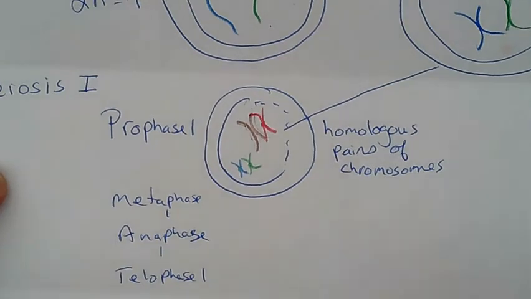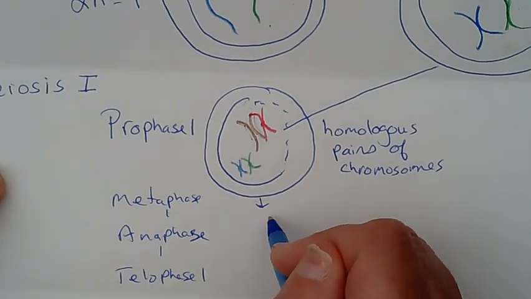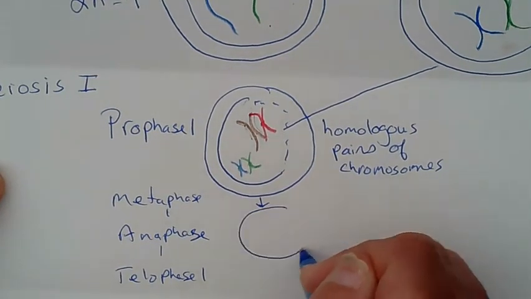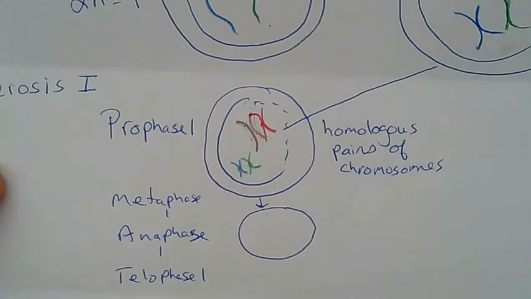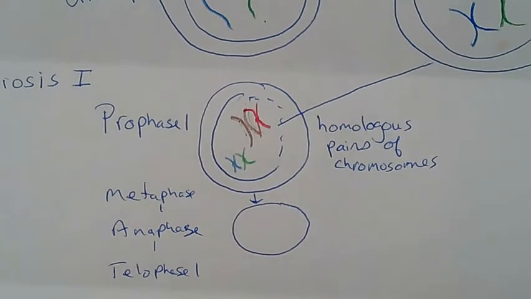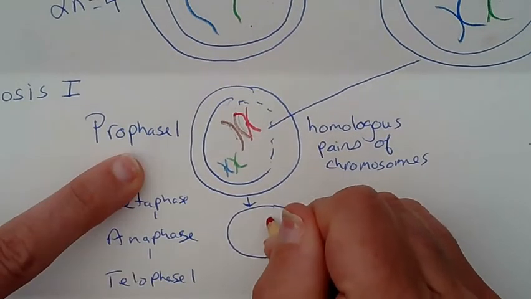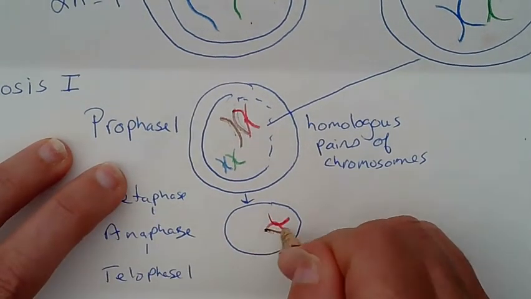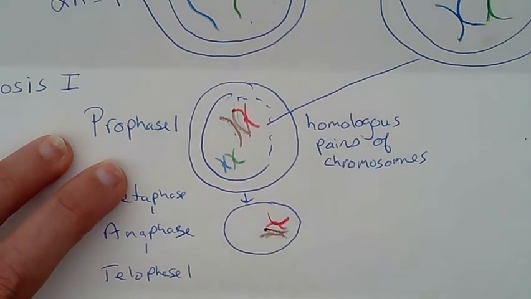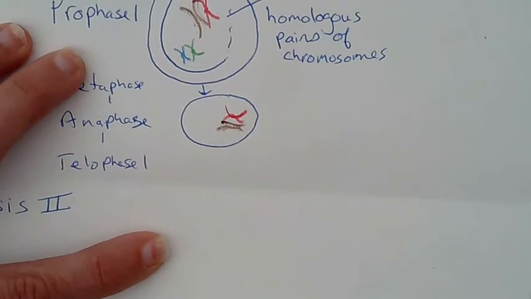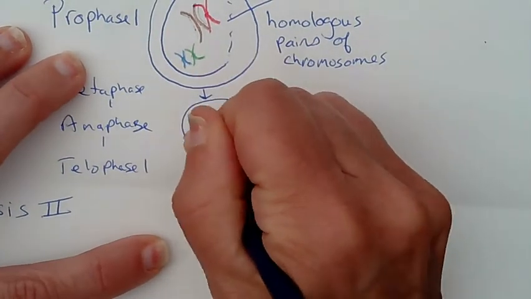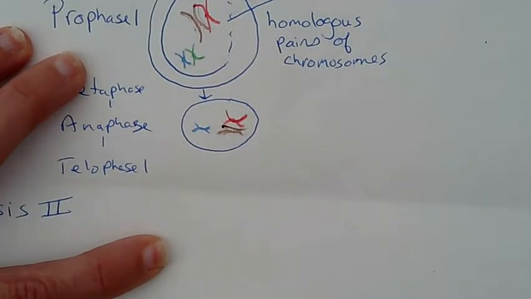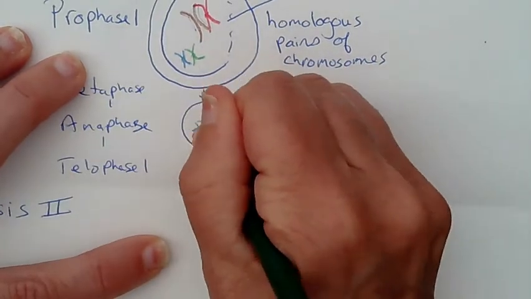Okay, so I'm going to do that and then probably make the video go really fast. So in metaphase, the chromosomes line up in the middle. I will have the red and the brown line up in the middle. And then I will have the blue and the green line up in the middle.